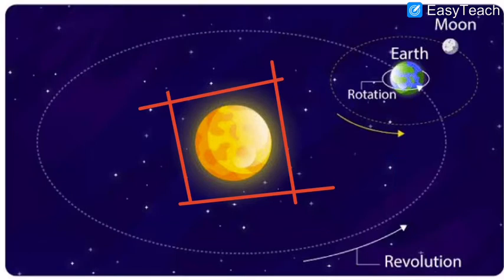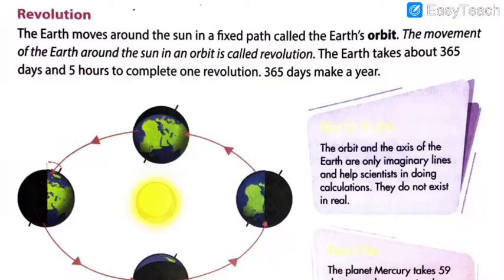Wasn't it very interesting to see this? So this movement happens properly, periodically. That is why we are having day and night. Now as you can see, it is written here that Earth takes about 365 days and 5 hours to complete one revolution.